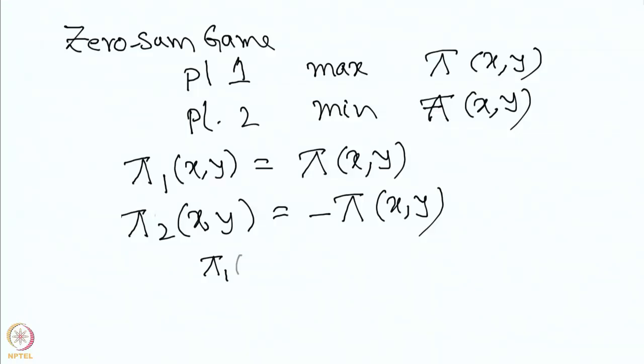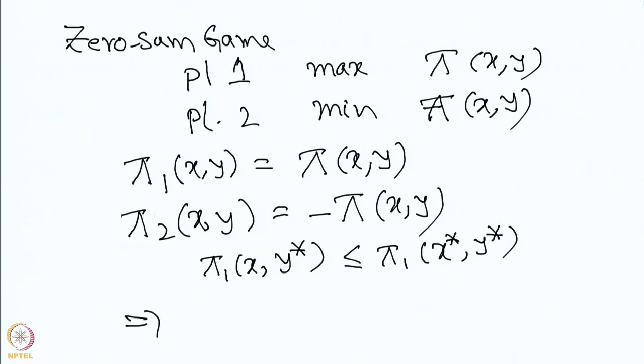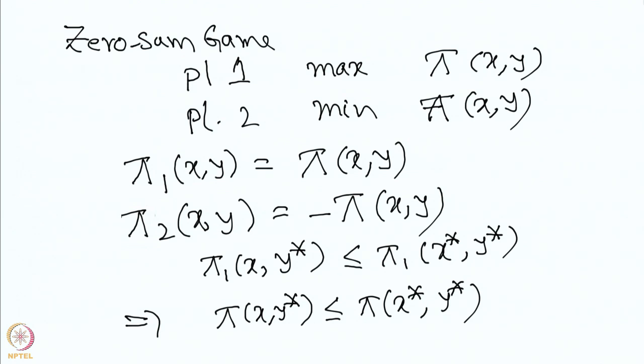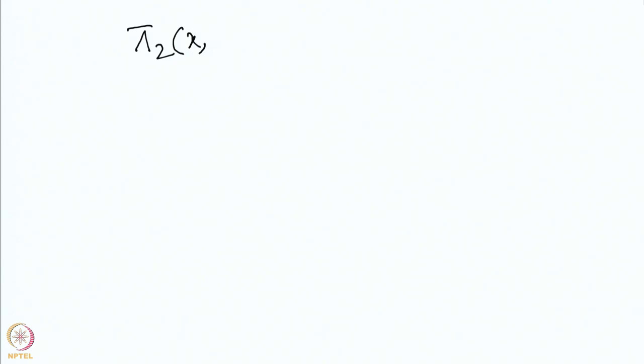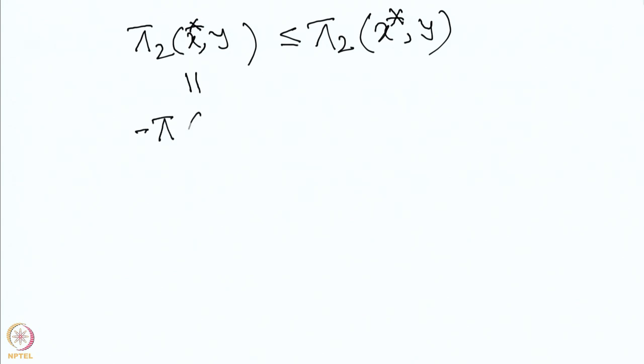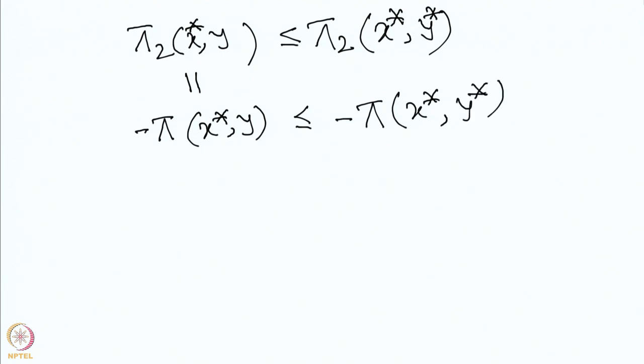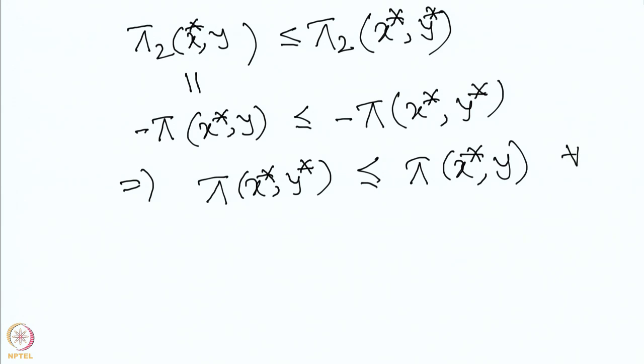Now, if I write down the definition of a Nash equilibrium, what we will get here is that pi 1 of x, y star is less than or equal to pi 1 of x star, y star. This is nothing but pi x y star less than or equal to pi x star y star. This is the first inequality that we have in the definition of saddle point equilibrium. Now, look at this other condition. What it says is that pi 2 x star y is nothing but minus pi of x star y. This is less than or equal to minus pi of x star y star. This is nothing but pi x star y star less than or equal to pi x star y. This is true for every y in S2.